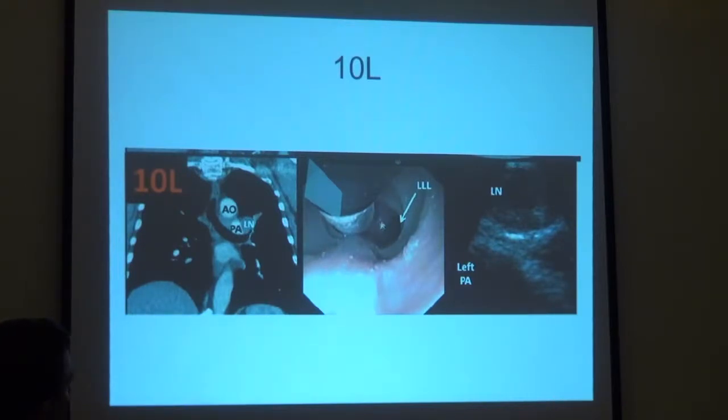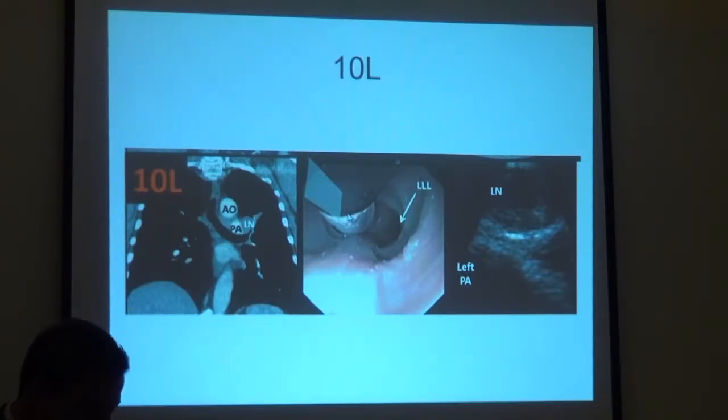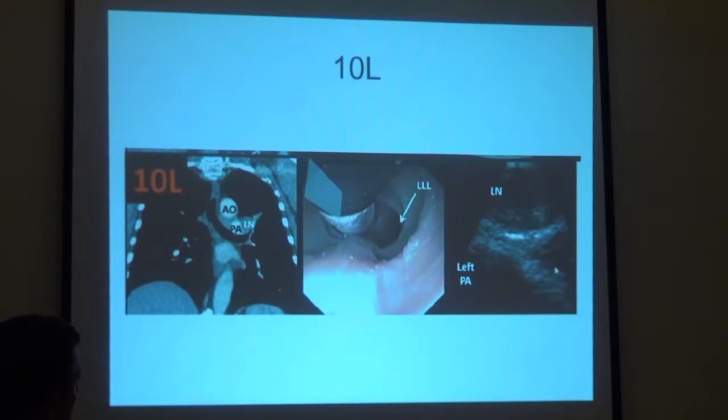And here what you're seeing is the secondary carina, that's your left lower lobe. You're in the left main stem bronchus, and your ultrasound is on the upper wall. So you're going in, and your ultrasound is on the upper wall. Okay, and that's what you see, 10L, and maybe you're gonna see the pulmonary artery once you pass it.